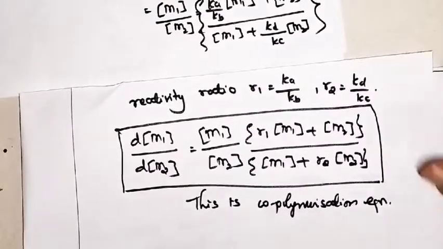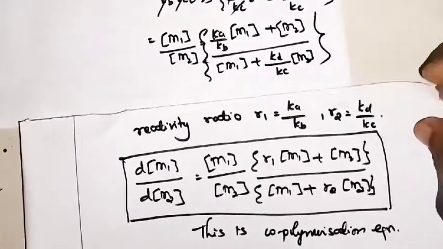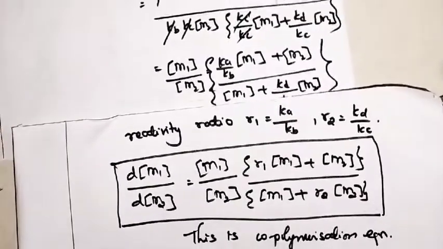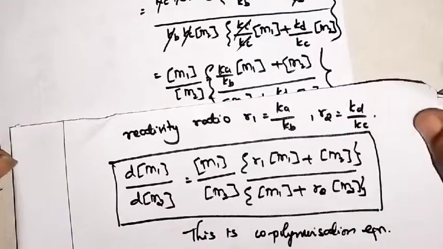Now this is the end of the derivation for the kinetics of copolymerization equation.